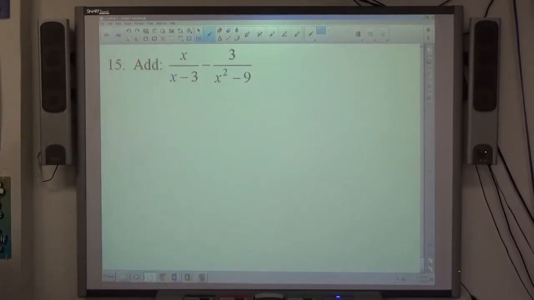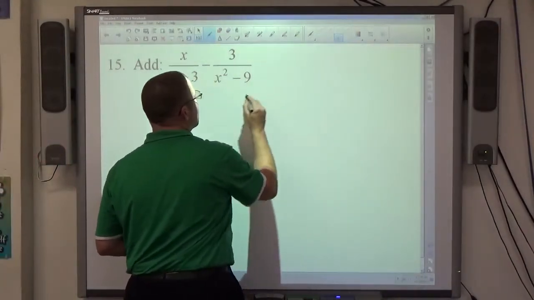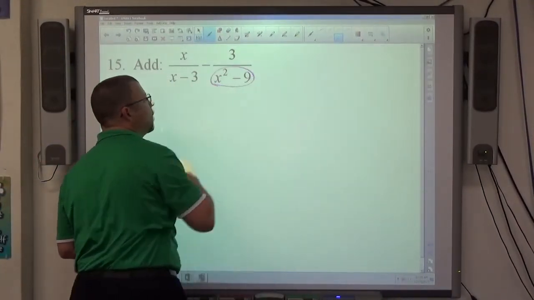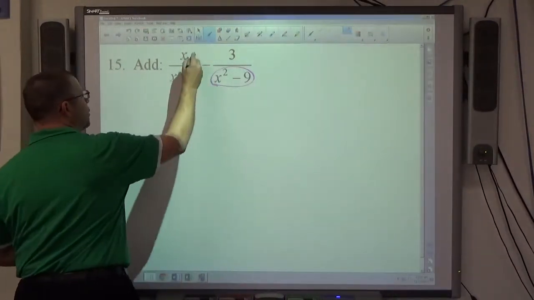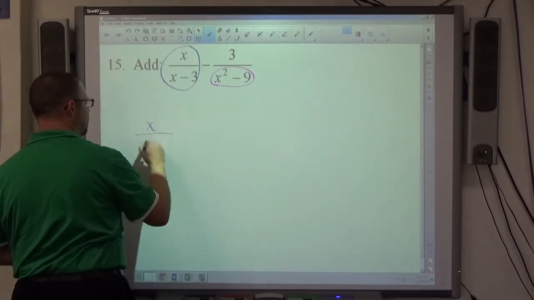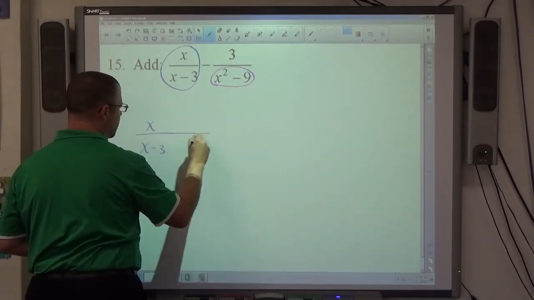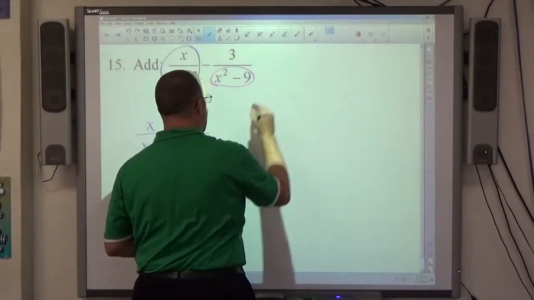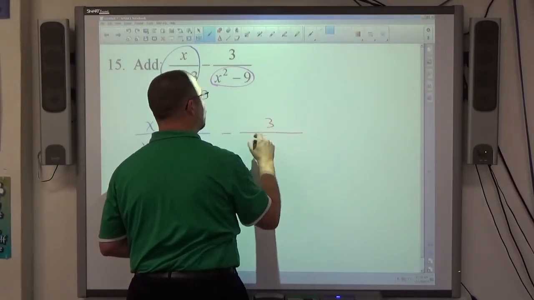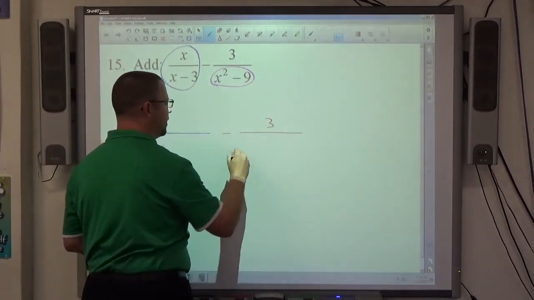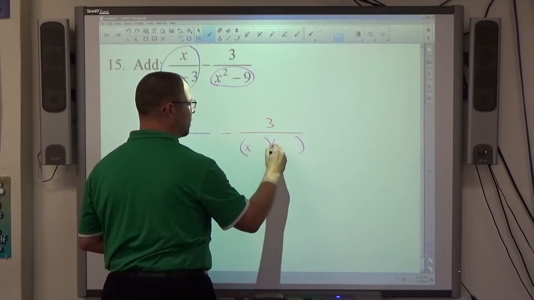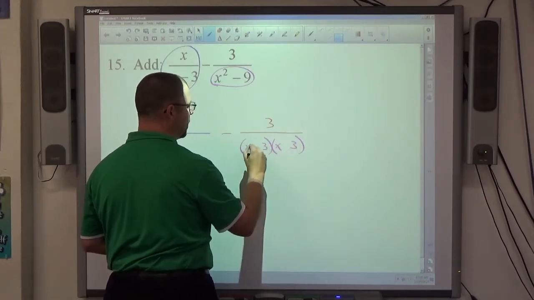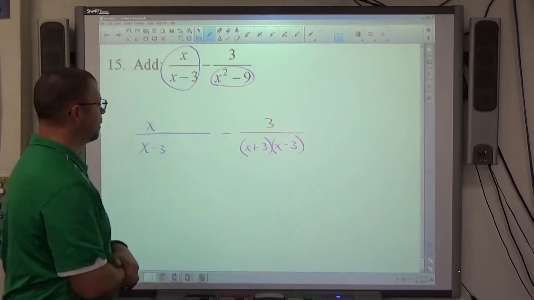Number 15, add x over x minus 3 over x squared minus 9. As soon as I see an addition of fractions and I see a quadratic denominator, I'm looking for factoring possibilities. So the first fraction can't be made any prettier, so this is going to stay x over x minus 3 for right now. Leave some space here just in case I need to do something with it. Then I got minus 3 over, and then I'll look at x squared minus 9. That's a square minus a square, that's the difference of squares. X times x makes x squared, 3 times 3 makes 9, 1, 3 positive, 1, 3 negative make negative 9.